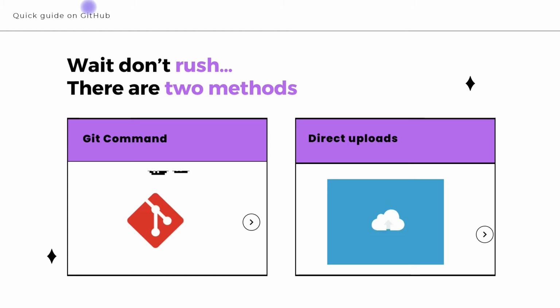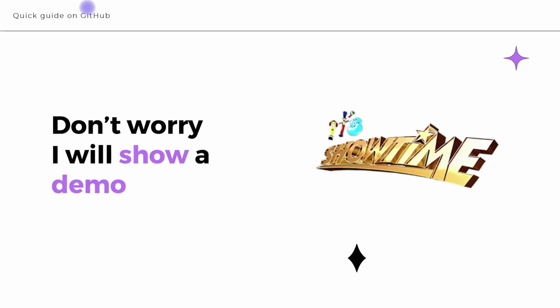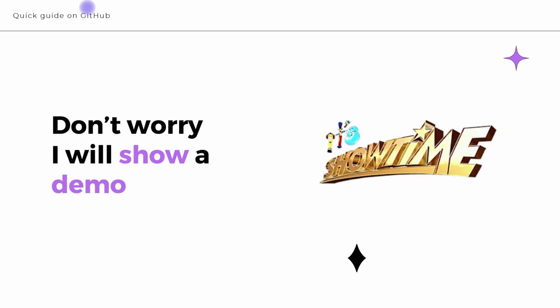But most of the time, I prefer direct uploads. But you can also use git commands if you really remember the commands every time. Or else, when you open a repository, GitHub will guide you on the commands which you need to use in order to push your code into your GitHub repository. Don't worry guys, I will show a demo on how to open a repository and push your code into your online repository.